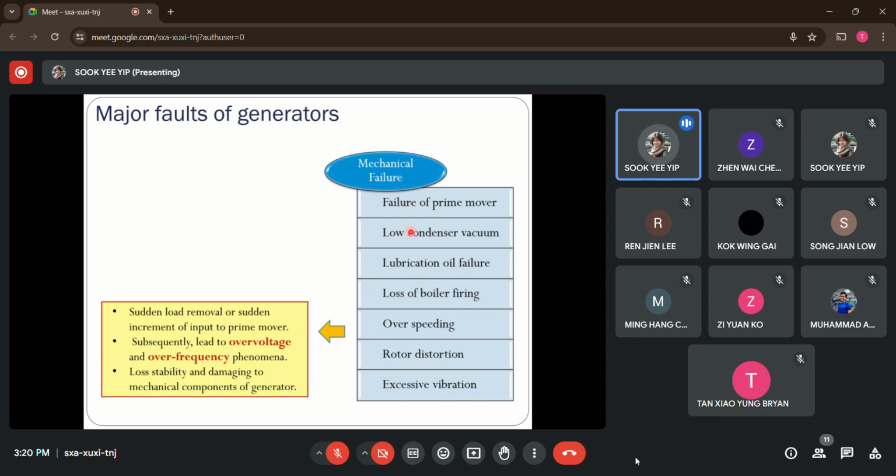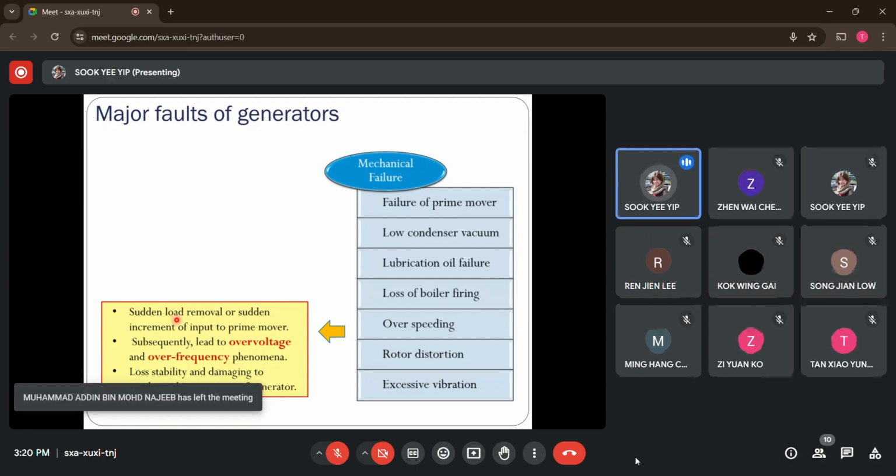And not only no rotation, we could have overspeeding situations as well. It is turning too fast, the speed. This overspeeding could happen because we have sudden load removal at the distribution side, so much less load to be supplied right now. That's why it is able to rotate much faster. Or probably we have a sudden increase in input to the prime mover.